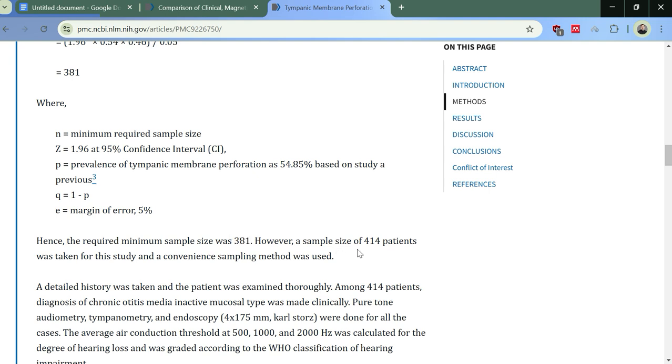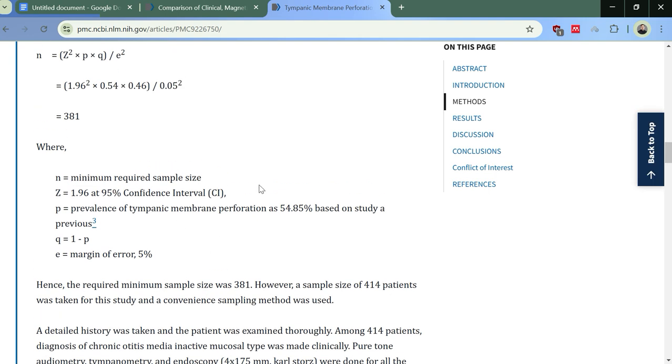But I had a little bit more samples, so I put it this way. The minimal sample size was this much, but a sample size of 414 was taken for this study, because n is the minimal required sample size. You can take more than this, but you cannot take less than this.